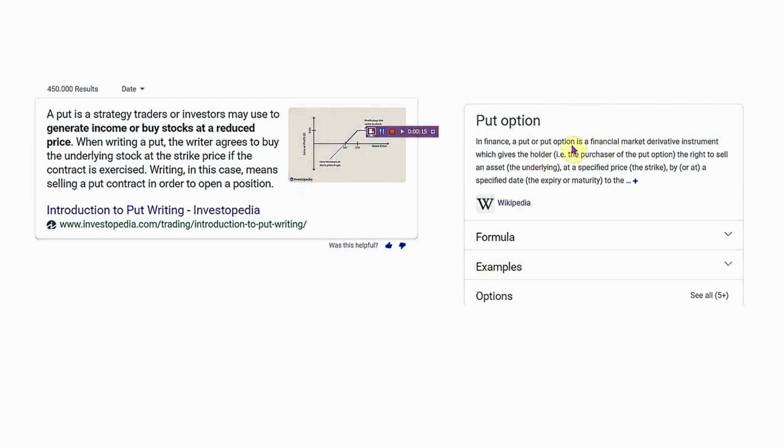So if you are buying a put, that gives you, the purchaser, the right to sell an asset, the underlying, that would be the stock. And if we're talking about AMC, that means if you bought a put, it would allow you to sell AMC at a specified price, the strike price.